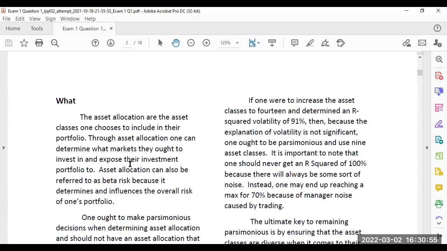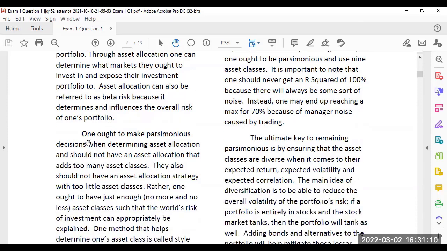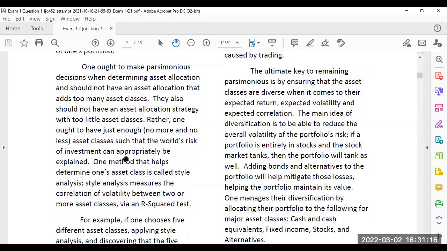Then he gets to the what. He's on the second page. The first page was 100% on the why. All right. The asset allocation are the asset classes one chooses to include in a portfolio. Through asset allocation, one can determine what markets they ought to invest in. One ought to make parsimonious decisions. They also should not have an asset class strategy with too few asset classes.